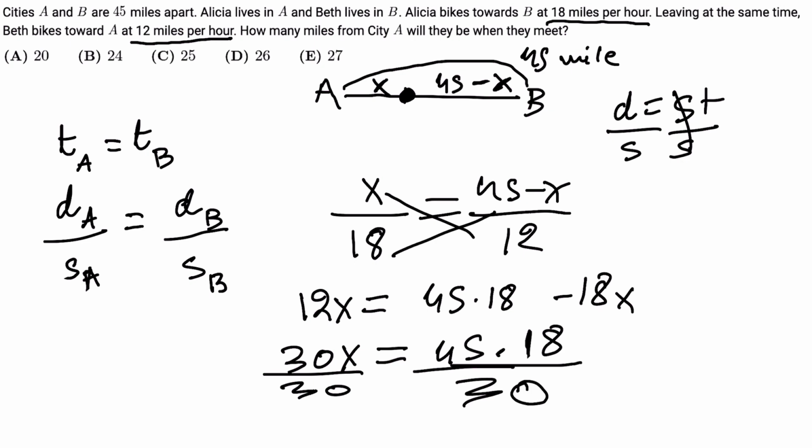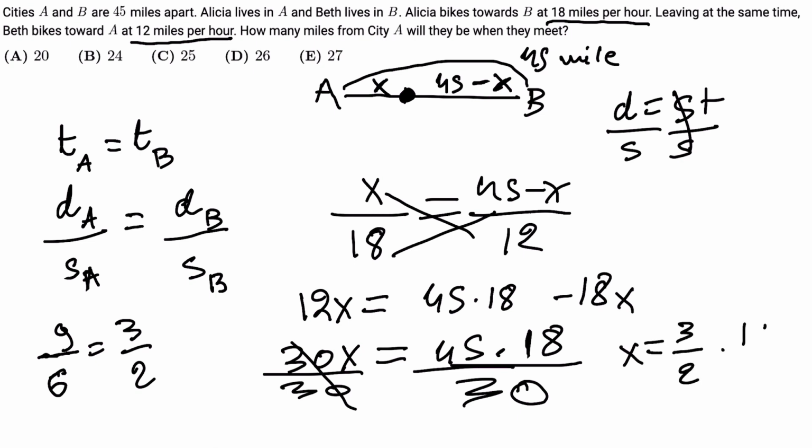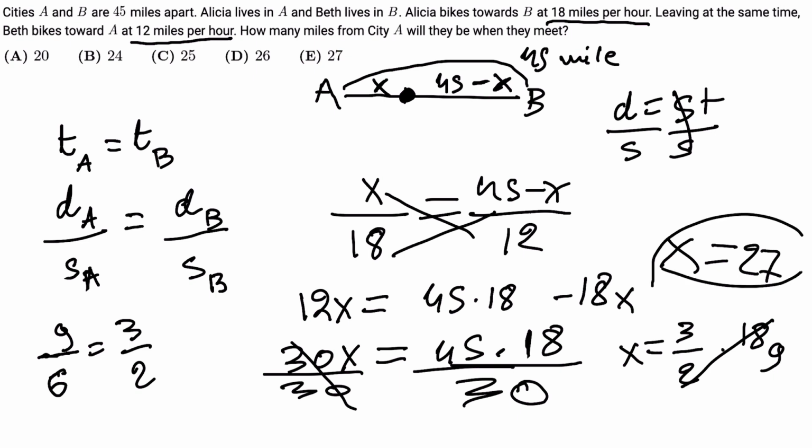And when we go ahead and do that, we can end up simplifying. 45 divided by 30, we can divide the numerator and the denominator by 5. In the denominator, we end up with 6. In the numerator, we end up with 9. 9 over 6 is just 3 over 2. So we end up with x is equal to 3 over 2 times 18. 18 divided by 2 is 9, so we end up with 3 times 9. And so we figure out x is equal to 27. And this is option E.